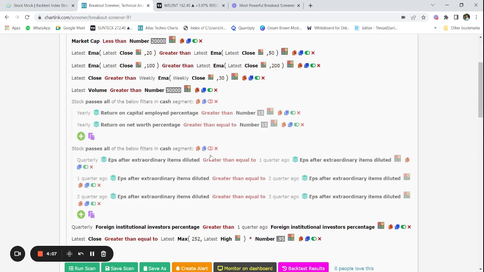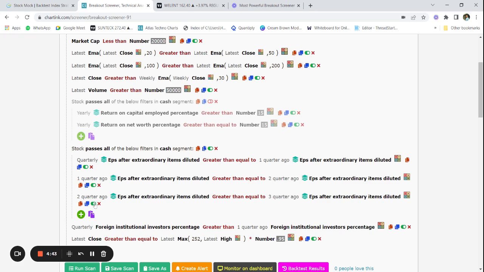So that is the basic fundamental criteria that I have applied. Now let's say that I am looking for stocks where EPS growth is there. EPS is earnings per share, and generally most of the powerful stocks in the market have EPS growth quarter on quarter as well as year on year. Here I have used quarter on quarter. So this quarter's EPS has to be greater than 1 quarter ago EPS. 1 quarter ago EPS has to be greater than 2 quarters ago EPS. 2 quarters ago EPS has to be greater than 3 quarters ago EPS. So this is how I have used around 1 year of quarter-on-quarter EPS growth.